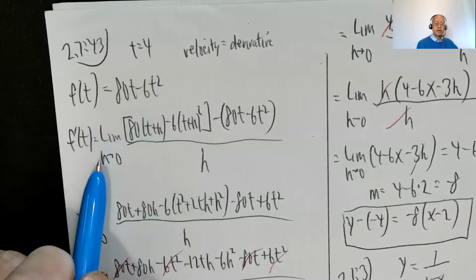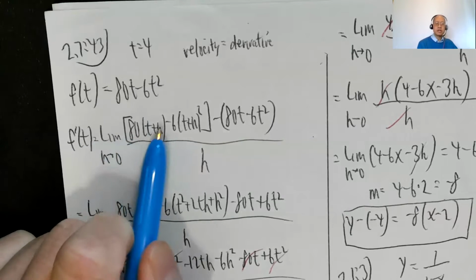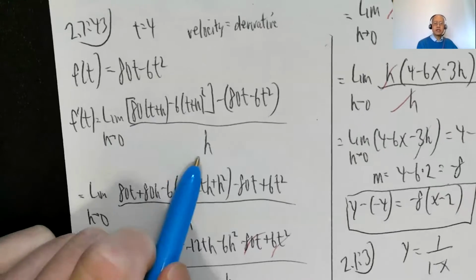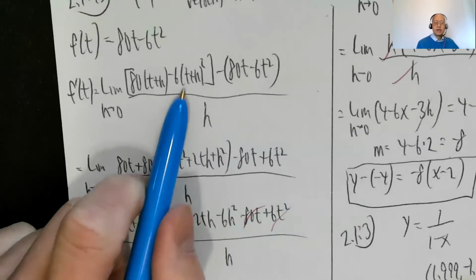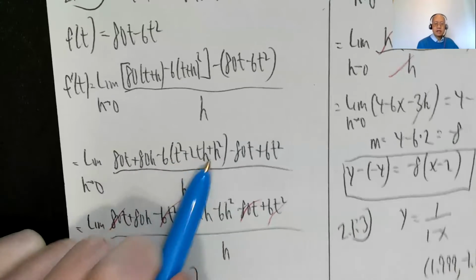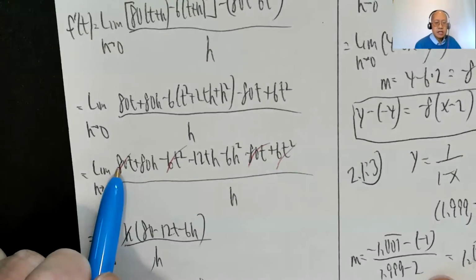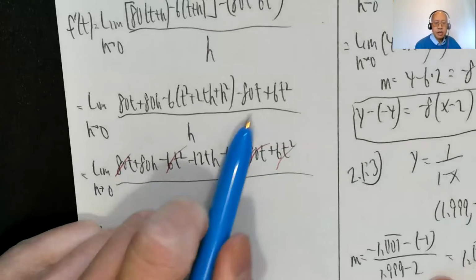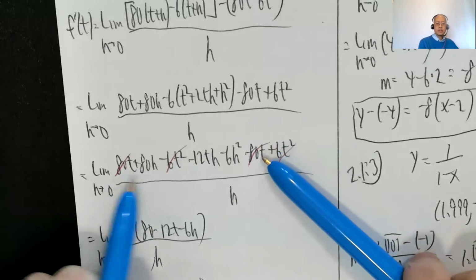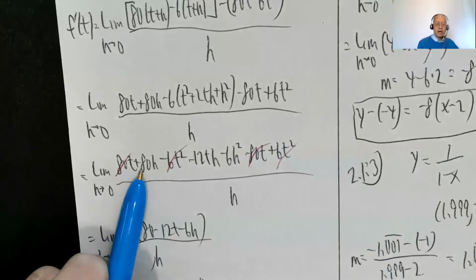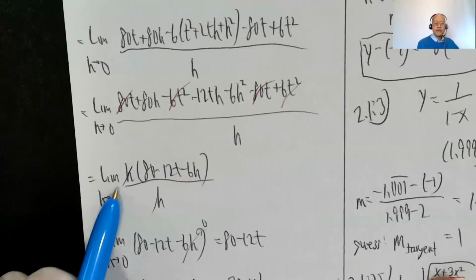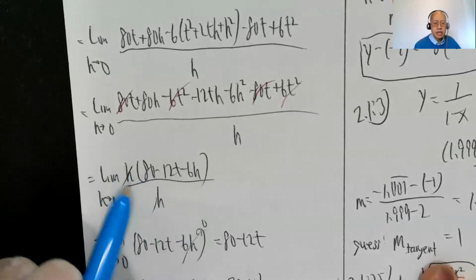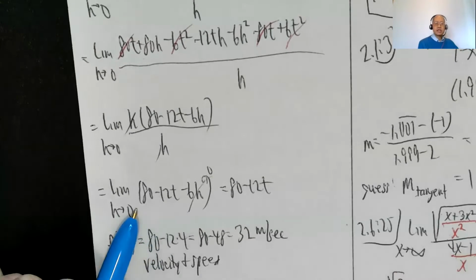So f prime is the limit as h approaches 0 of 80(t plus h) minus 6(t plus h) squared minus the original function, all over h. Distribute to 80. (t plus h) squared is that. Distribute to negative 6. 80t plus 80h minus 6t squared minus 12th minus 6h squared. Copy, copy. These two cancel out. These two cancel out. That one and that one all have an h. Factor out the h. 80 minus 12t minus 6h all over h. Cancel, cancel. Now I can plug in h is 0.